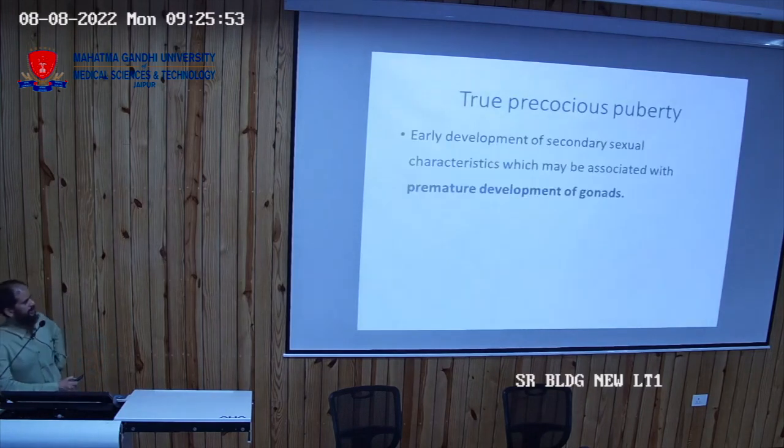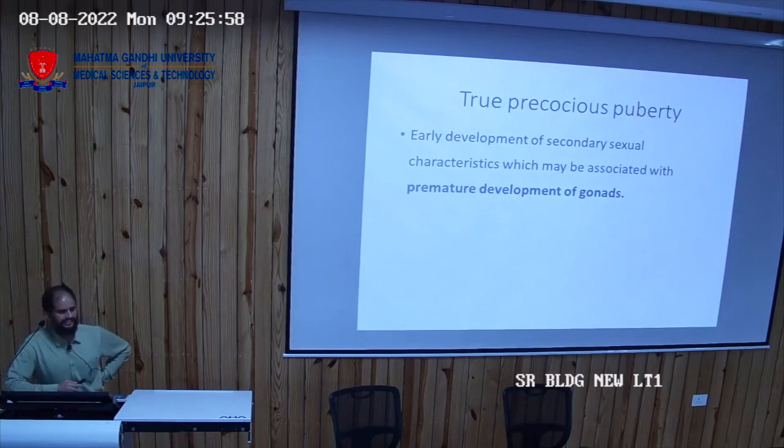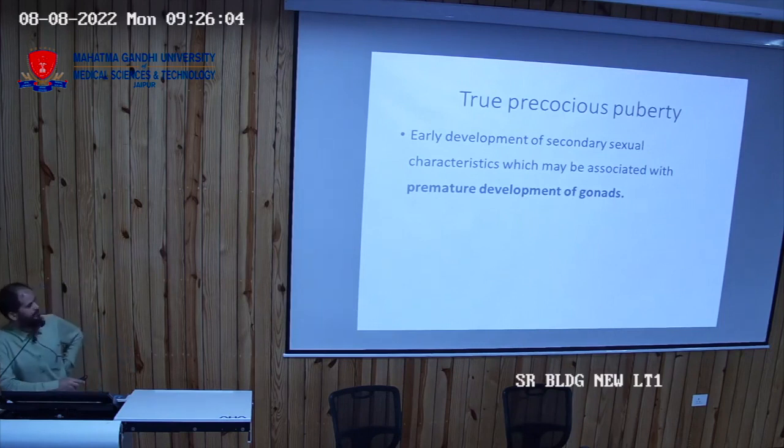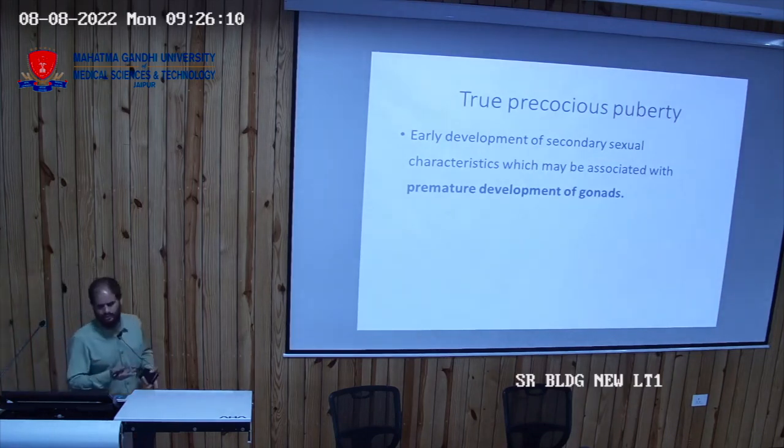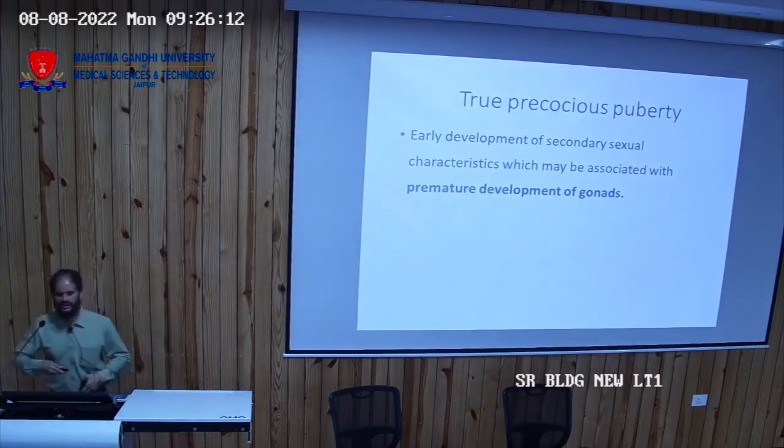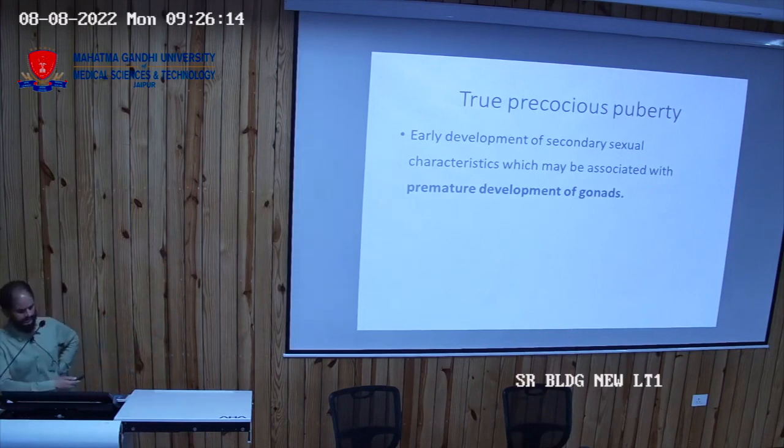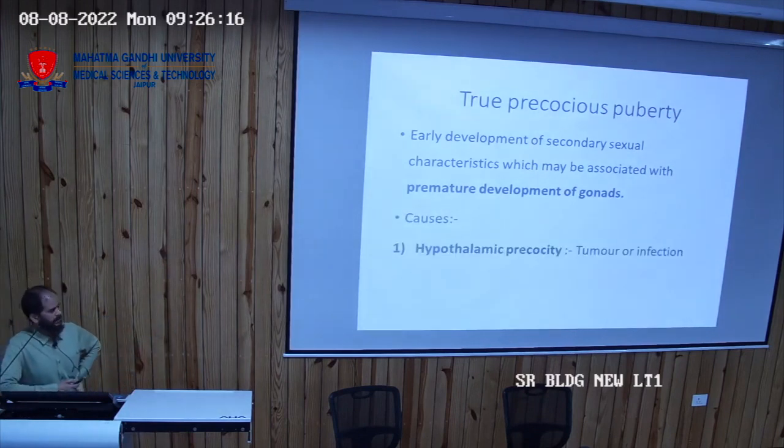True precocious puberty, that is early development of the secondary sexual characters, and may be associated with premature development of gonads. Gonads prematurely develop, then only it will happen. Secondary sexual characters will develop early. Okay. Then what will be the causes?